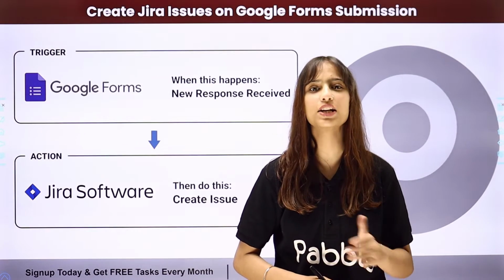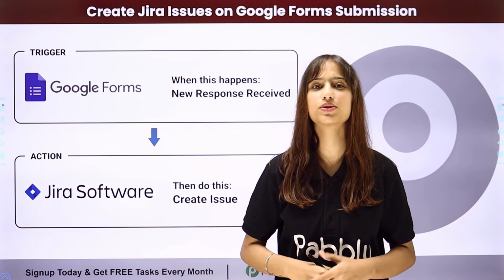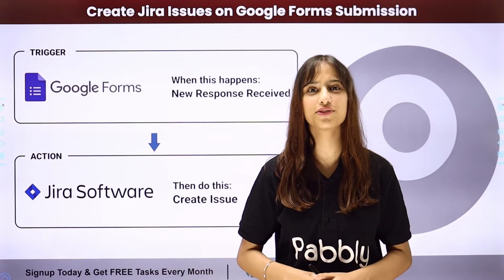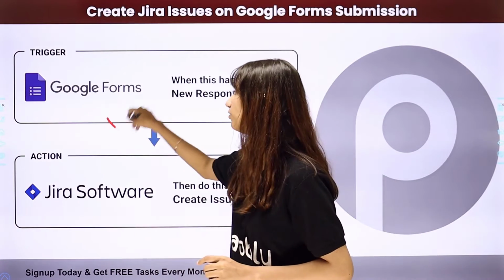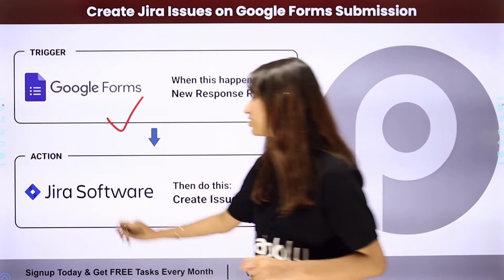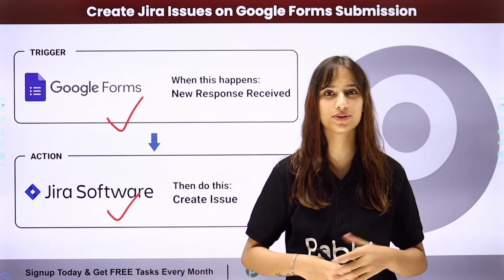So now to do this, I need to build an integration between these two applications, for which I'm going to use this amazing integration and automation software, that is Pabbly Connect. Here my trigger application will be Google Forms and my action application will be Jira software. So if you want to learn more about this integration, follow me through the screen.